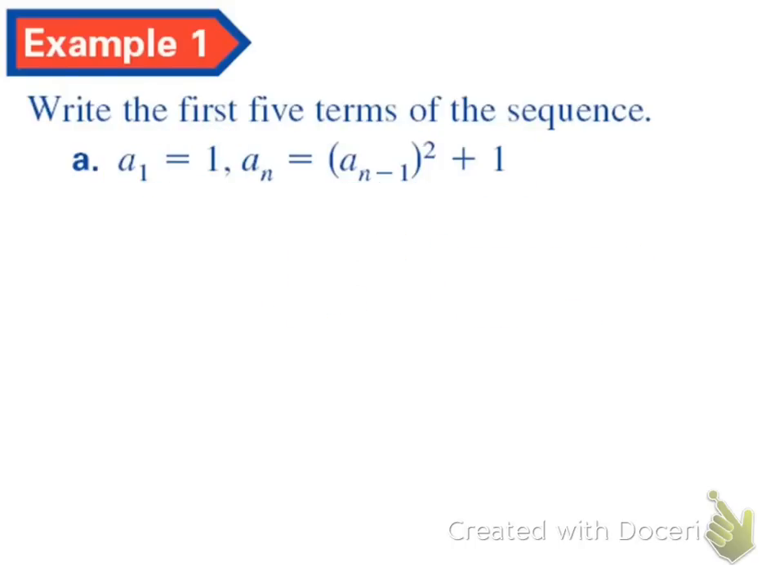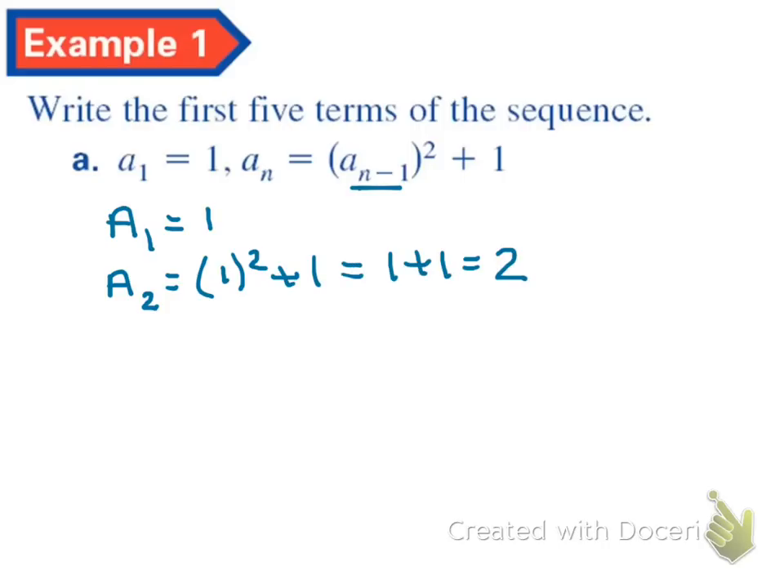So for this example, we are already given the first term. The first term is 1. Every term after the first term, you take the previous term, square it, and add 1. So when we're finding the second term, we would take the previous term, which was 1, square it, and then add 1. 1 squared is 1, plus 1 would equal 2. So the second term is 2. Now let's go to the third term. We take the previous term, which is the 2 here. We square it, and then add 1. 2 squared is 4, plus 1 would equal 5.